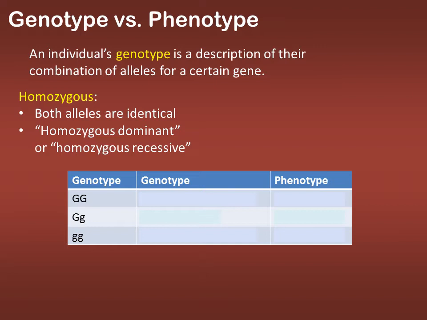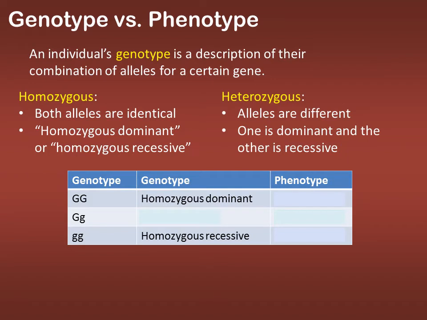But we need to also further describe whether that means that they have both dominant alleles, in which case they would be homozygous dominant, or they have two recessive alleles, in which case they would be homozygous recessive. So both the symbol representation and the words used to describe the alleles are examples of genotypes. The other genotype is the heterozygous genotype. In this genotype, the alleles are different, and therefore necessarily one is the dominant allele and the other is the recessive.